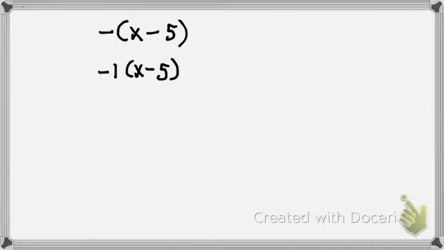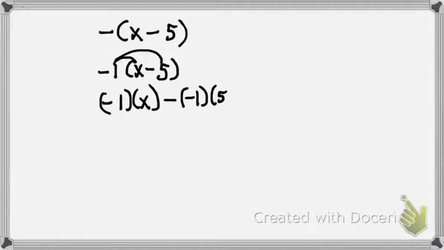So when you just see a negative out front of a parentheses, keep in mind that's a negative 1. So when we distribute that negative 1, negative 1 times x becomes negative x, minus, and then we have negative 1 times 5, or negative 5. So that becomes negative x plus 5.